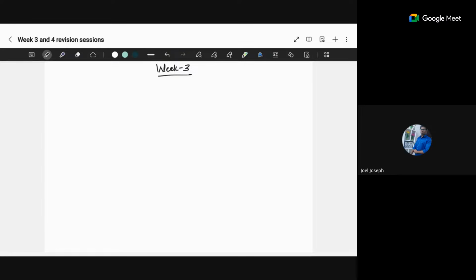So in week 3, what all we learned? Week 3 is all about the PMF, the discrete random variable. The first thing that we learned is expectation. What is expectation? Expectation is the summation of x into the probability of x. Basically, it is the average, or the mean.